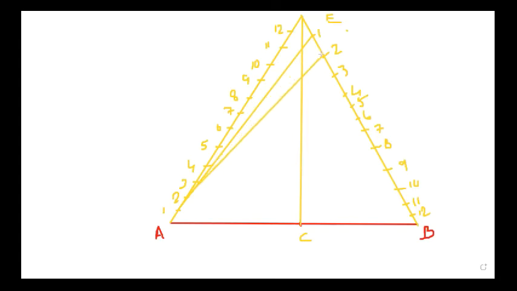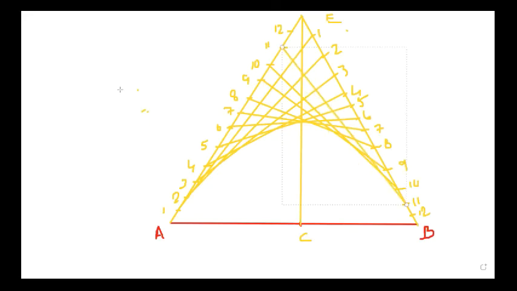Then 2 with 2, then 3 with 3, and 4 with 4, 5 with 5, 6 with 6, 7 with 7, 8 with 8, 9 with 9, 10 with 10, 11 with 11, and 12 with 12. Okay, see what you did. First you draw the AB line.